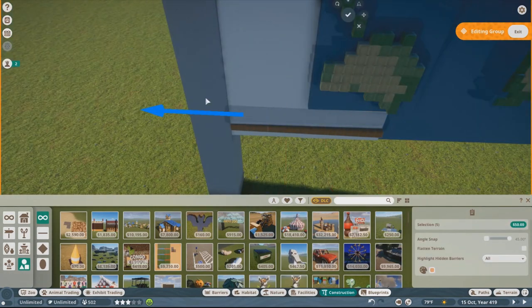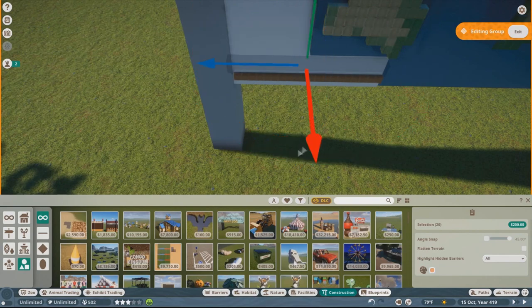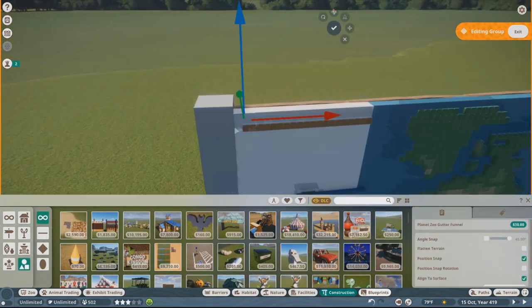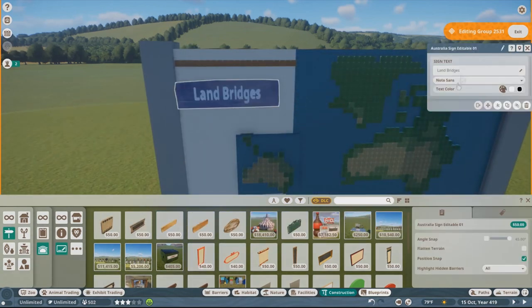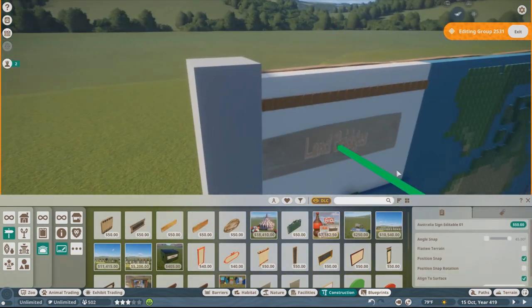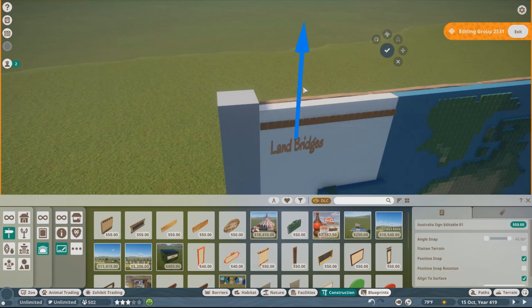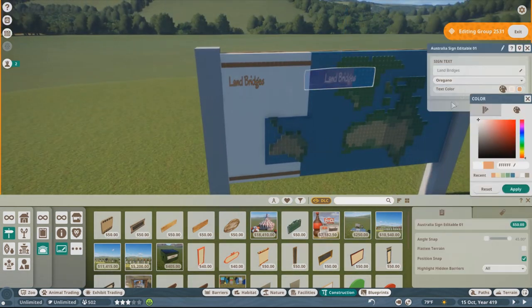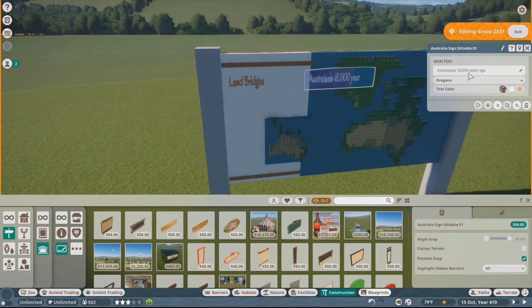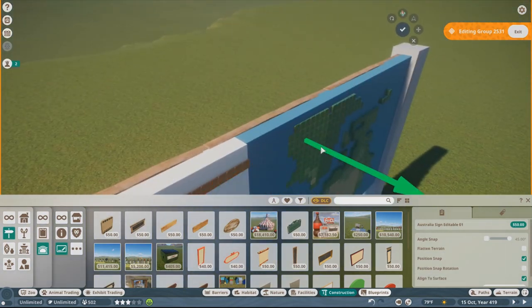And a thing that I am super proud of that I did was, there's obviously a ton of text on these signs, and so I was able to actually fit this land bridge thing, and I was like, oh cool, and I was also able to do the Australasia 18,000 years ago thing using the same technique.